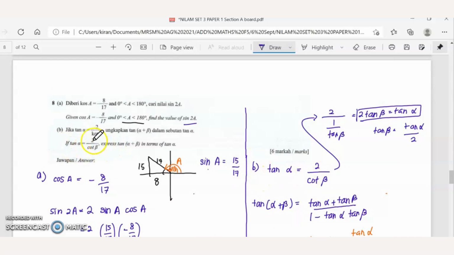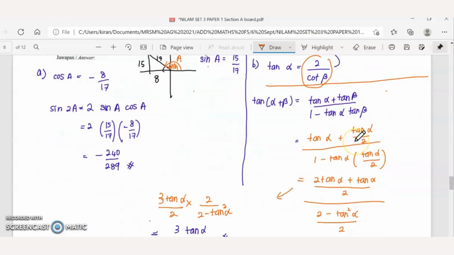Given that tangent alpha is equal to 2 over cot beta, cot beta kan. Express tangent alpha plus beta in terms of tangent alpha. So first thing first, untuk tangent alpha ni, kita kena tukar dulu kepada all of the terms tu into tangent alpha. So cot B is 1 over tangent B, and then we equate this part. Kita dapat 2 tangent beta. So this 2 tangent beta is equal to tangent alpha. Jadi we equatekan, dapatkan tangent beta sama dengan tangent alpha over 2.